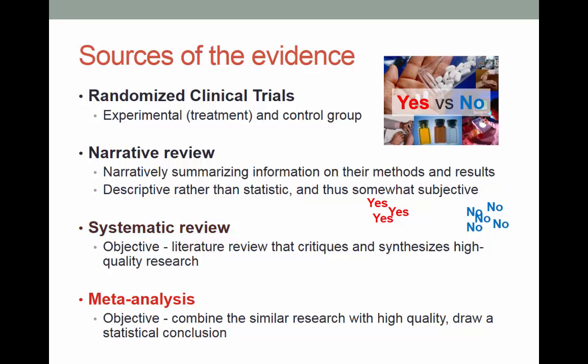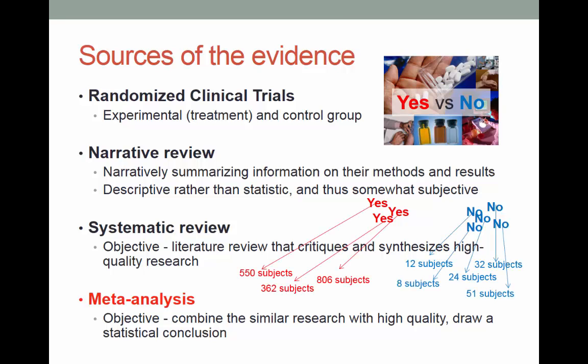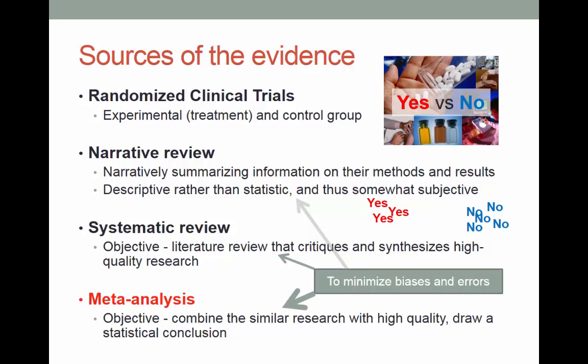Another example is a meta-analysis. This is an objective study that combines similar research of high quality to demonstrate a statistical conclusion. The yeses and nos are examined with the number of subjects in each study to perform statistics and obtain a conclusion. A systematic review and a meta-analysis are both designed to minimize biases and errors.